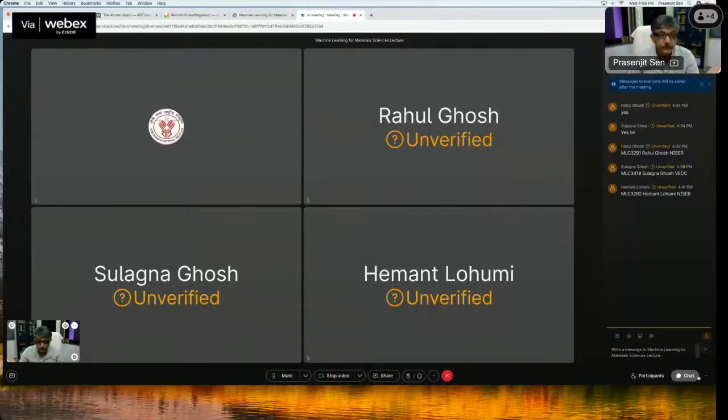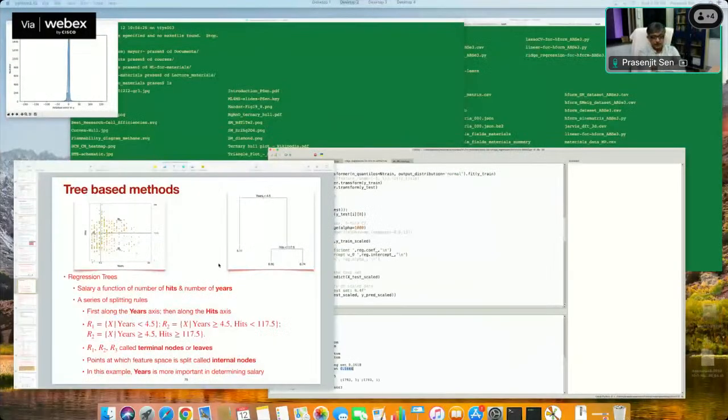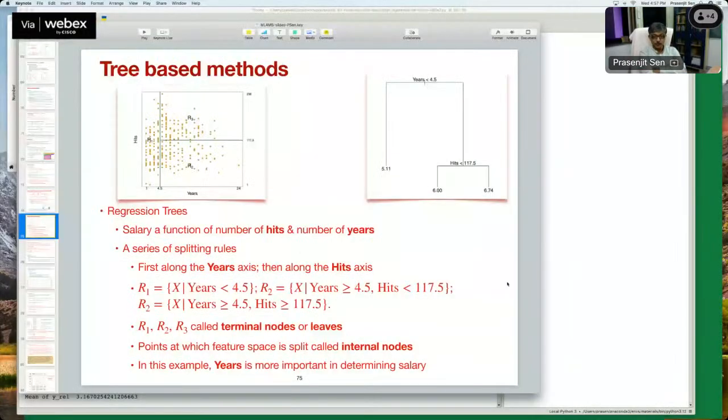Okay, so now we go to what are called tree-based methods. Again, we have discussed this. I'll once more go through some of these concepts and then I will show you an application of this. And then possibly I will leave you with some tasks. I want you to do those as exercises.